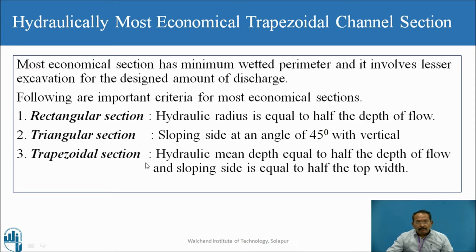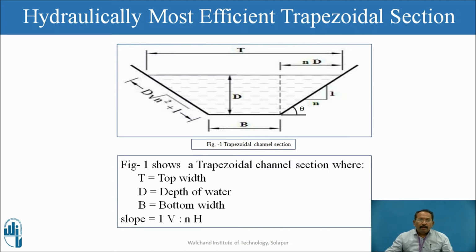And the third one, which we are going to see in this lecture, is that the hydraulic mean depth is equal to half the depth of flow, and the sloping side is equal to half the top width. Here also the sloping side is there. The trapezoidal section is like this, so the sloping side is equal to half the top width. Now concentrate on the figure. This is the trapezoidal section.